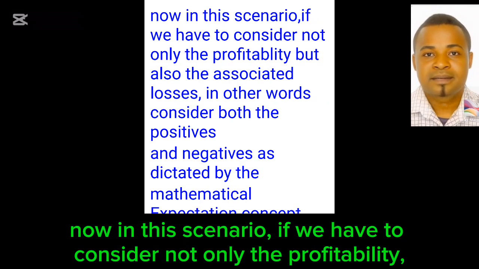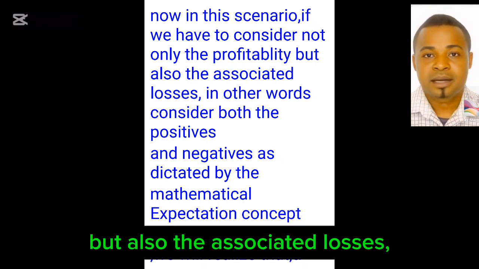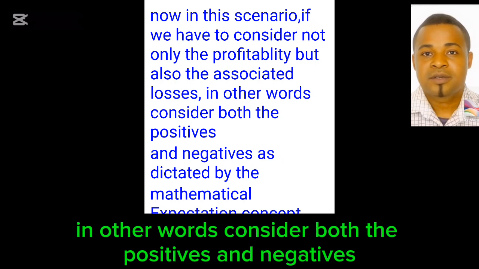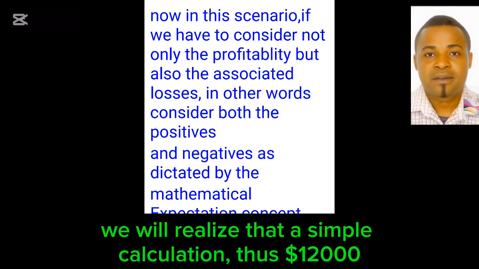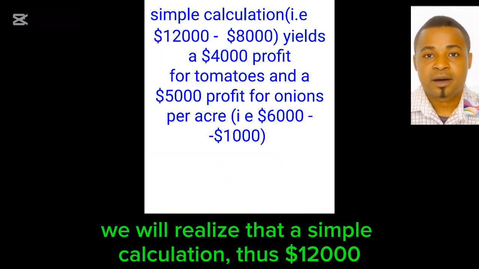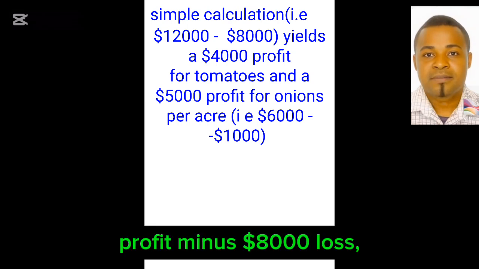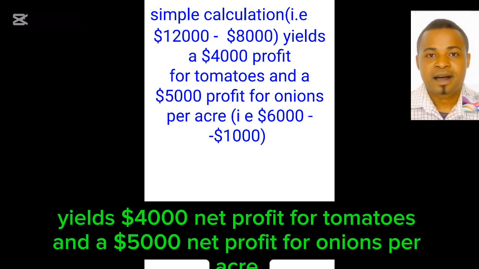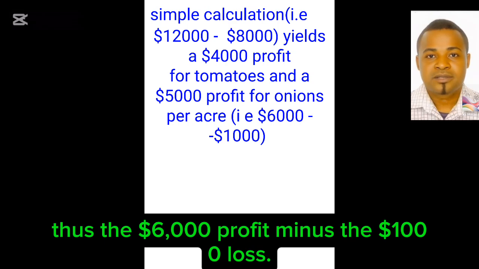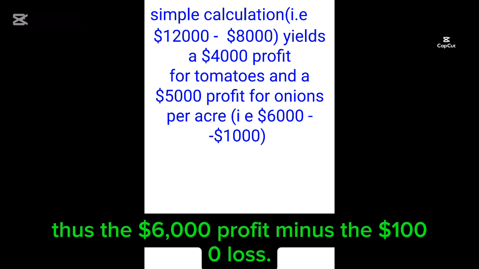Now, in this scenario, if we have to consider not only the profitability but also the associated losses, in other words, consider both the positives and negatives as dictated by the mathematical expectation concept or formula above, we will realize that a simple calculation, thus $12,000 profit minus $8,000 loss, yields $4,000 net profit for tomatoes and a $5,000 net profit for onions per acre. Thus, the $6,000 profit minus the $1,000 loss.